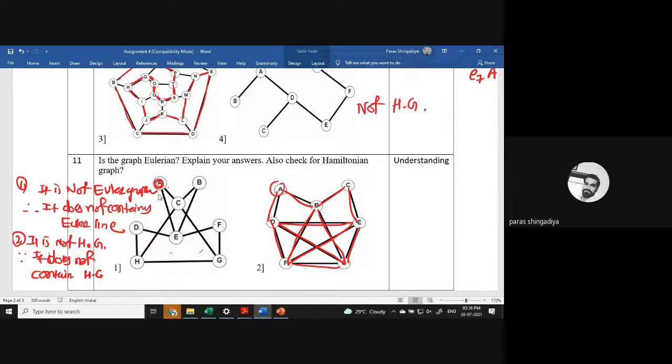Okay, now change the place again. Let's start with E. So E to A to C, C to B, and from B you come back to E, so it is also not possible. The other four vertices are still remaining. So let's change the direction. Let's move on this first.